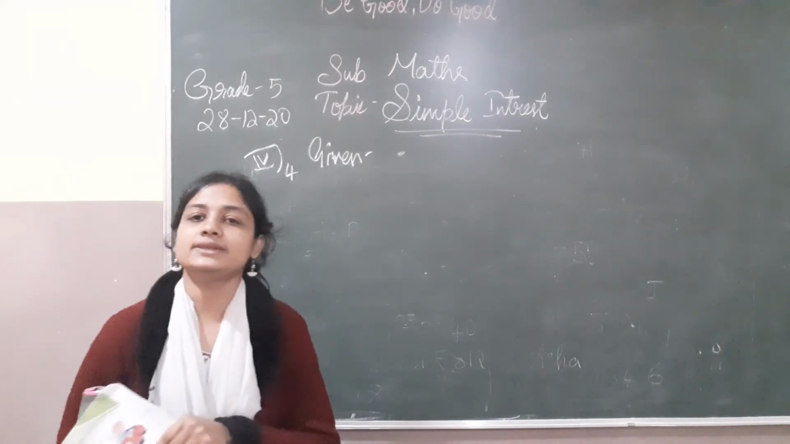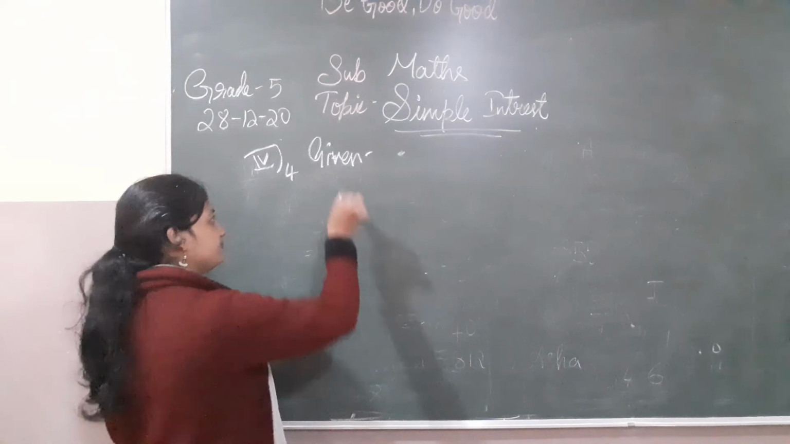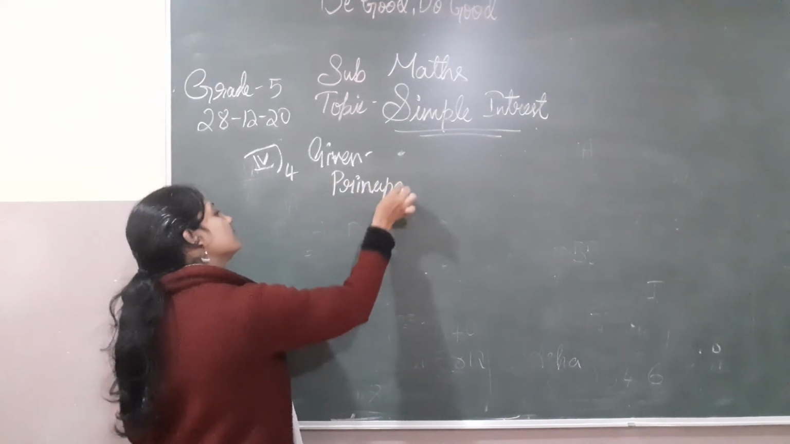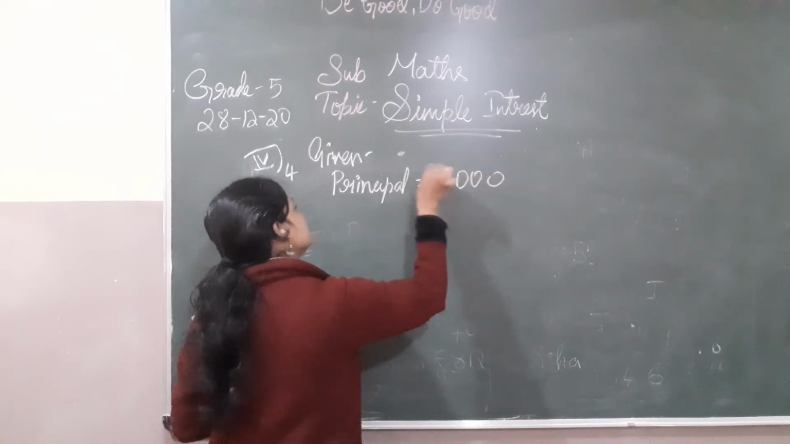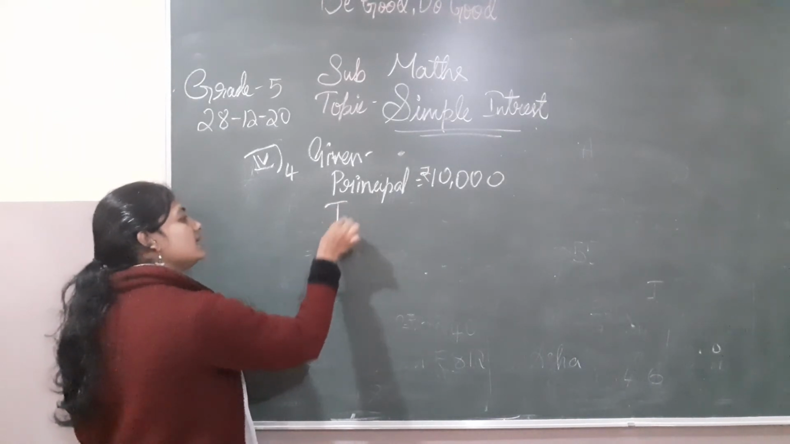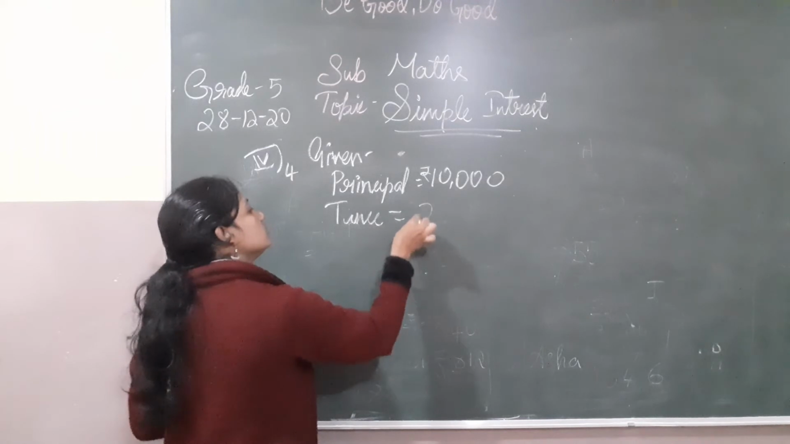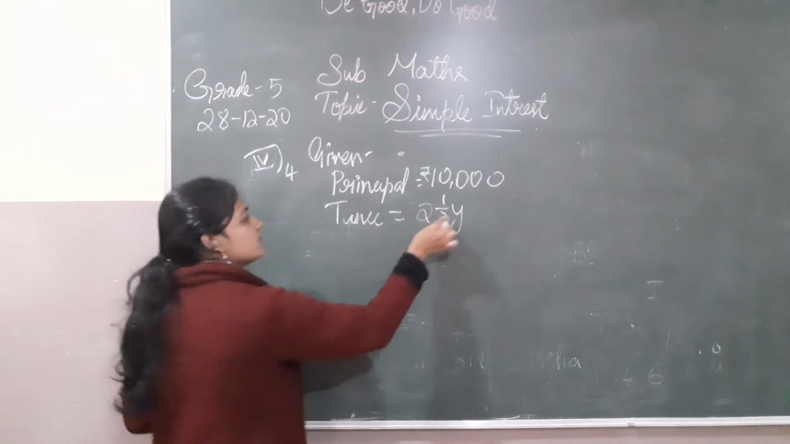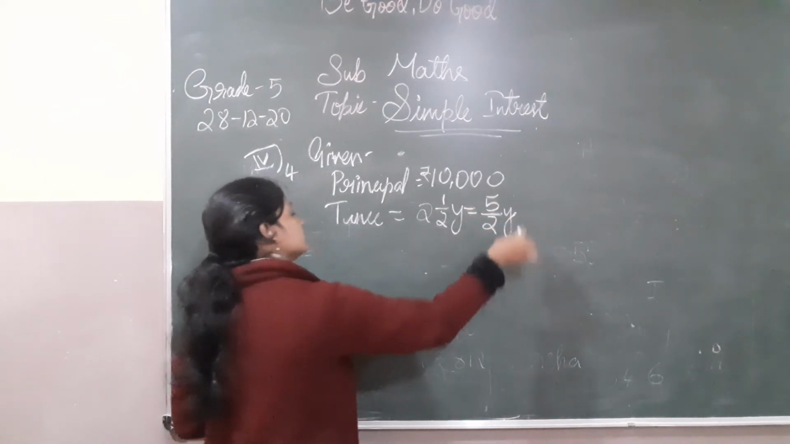So deposited is saving the money in the bank. Even that is called principal. So principal is 10,000 rupees. And what is the time he has taken? He has kept it for 2.5 years. How can I write this in improper fraction? It will be 5 by 2 years.